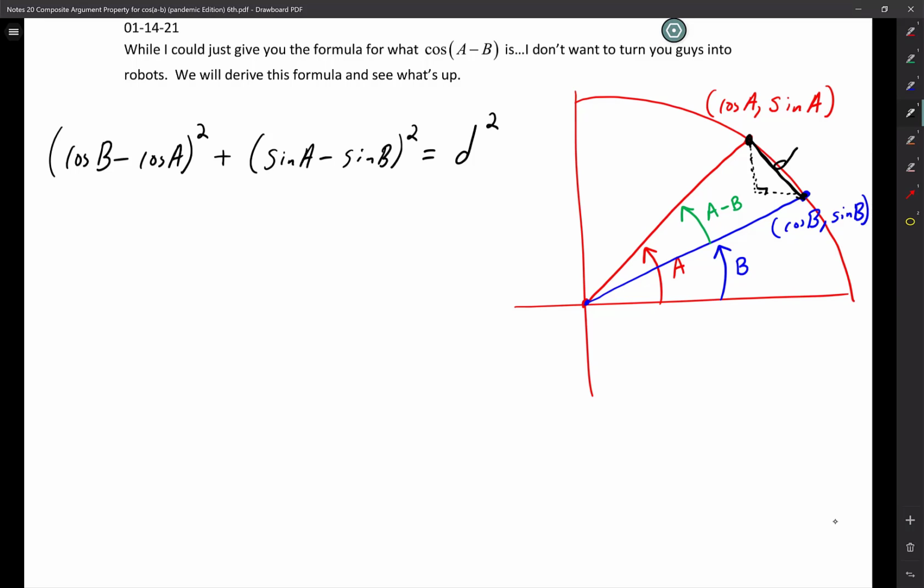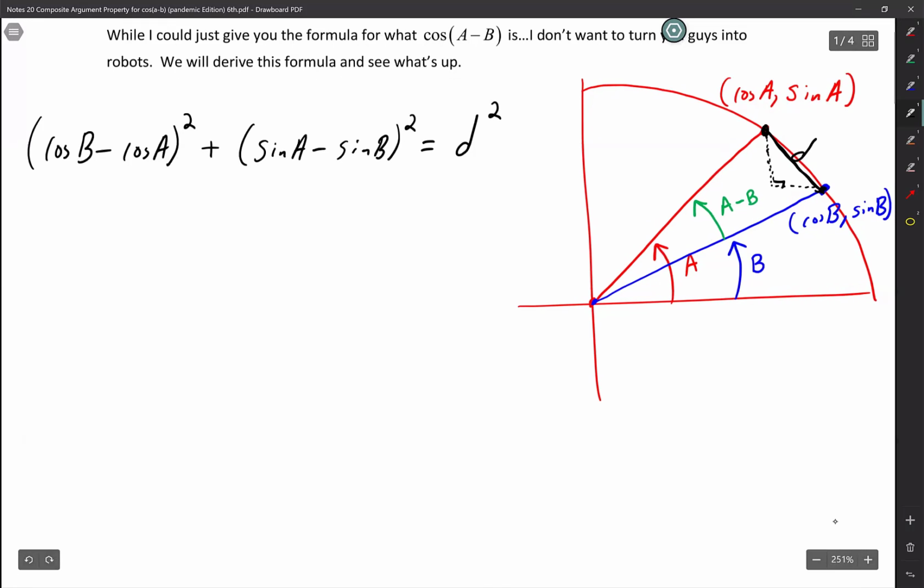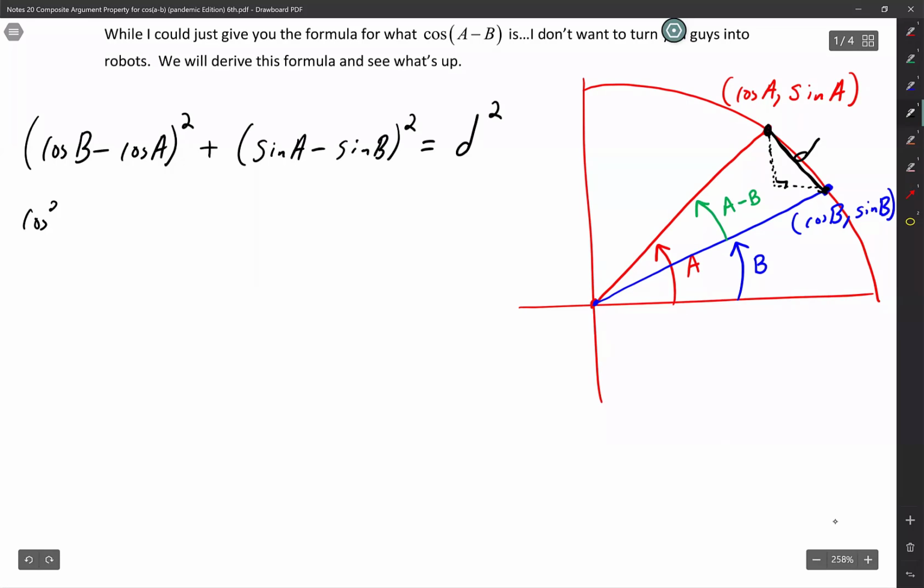Okay. All I'm going to do, guys, is expand it. So check it out. Cosine B times cosine B is cosine squared B. And then when I do cosine B times cosine A, that's cosine A cosine B, because you want to put the first letter first, in alphabetical order. And you're going to have two of those, so I'm going to write minus 2 cosine A cosine B. And then when I do negative cosine A times negative cosine A, that's going to be cosine squared A, but positive.